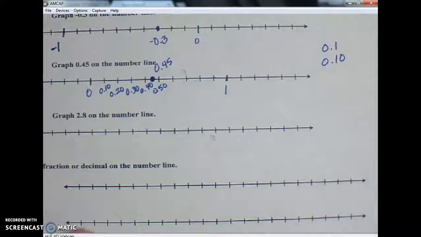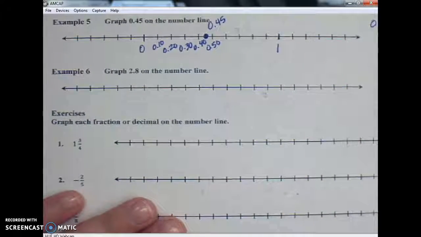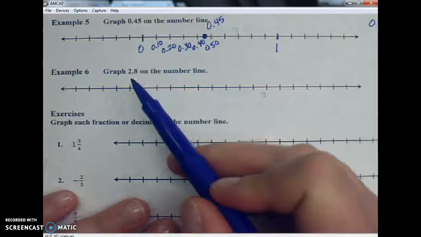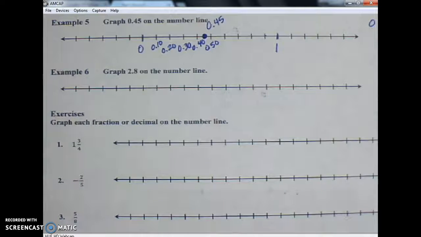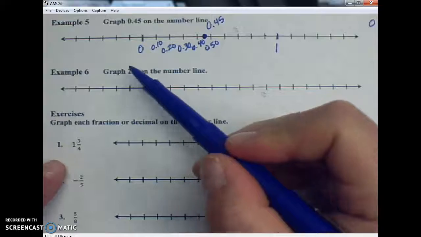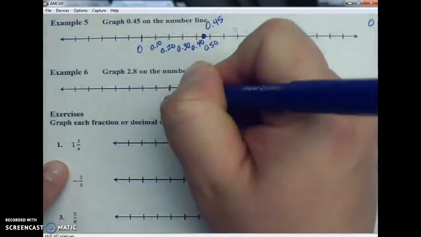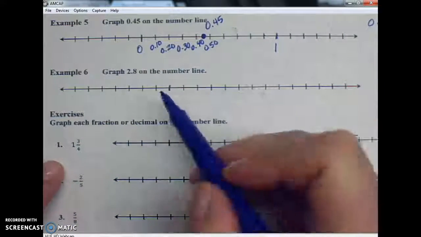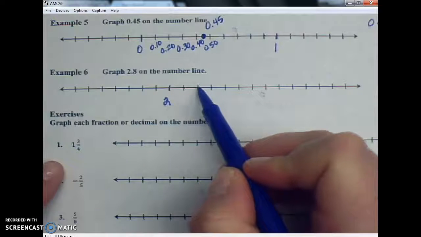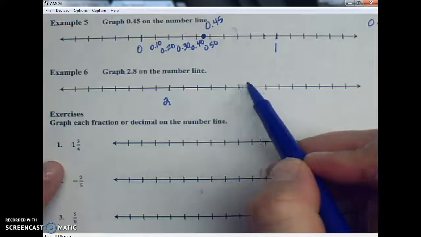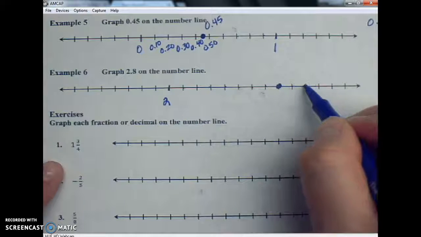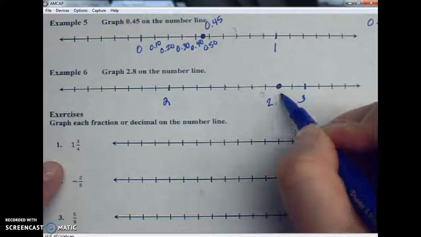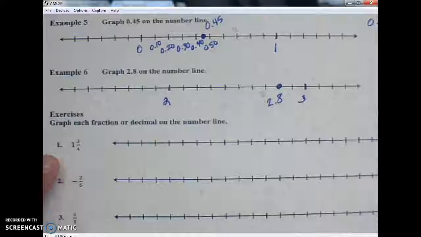So now, example 6, when I graph 2.8. 2.8, think about it as $2.80, is between 2 and 3. I have $2. I don't quite have $3. So there's my 2. 2.1, 2.2, 2.3, 2.4, 2.5, 2.6, 2.7, 2.8. There's my 2.8. 2.9, and 3. You have to know what two whole numbers it's in between, and then just count up.